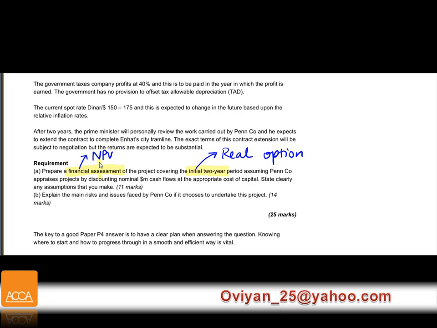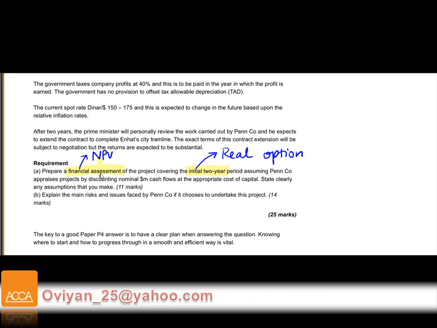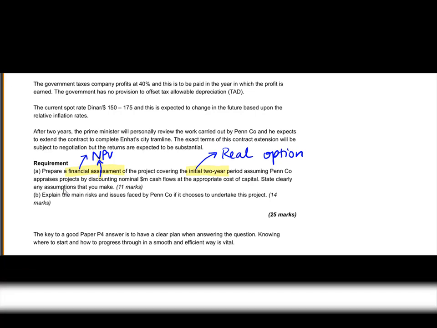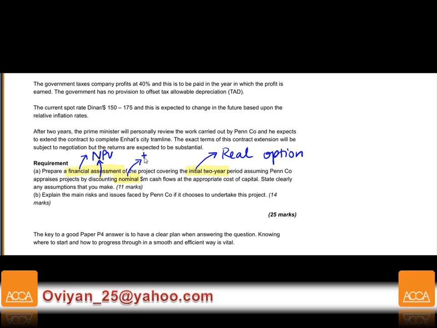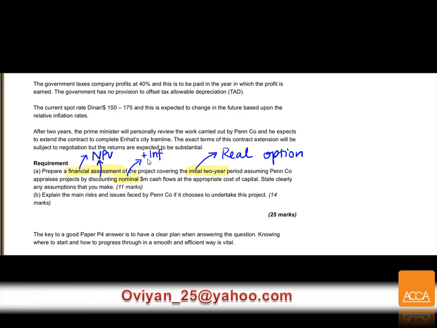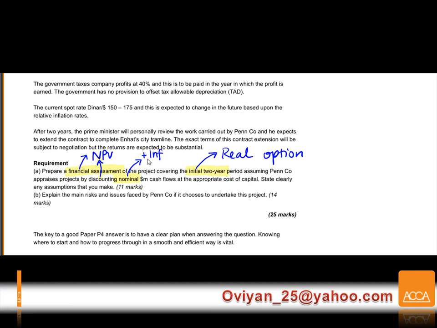So this is reinforcing the NPV here. They are reinforcing it by telling you the word discounting, so it's going to be pure NPV. Now, discounting nominal. The word nominal simply means make sure all your cash flows include an element of inflation. Every cash flow, whether it's a foreign cash flow or a domestic cash flow specifically related to this project, should include an element of inflation.